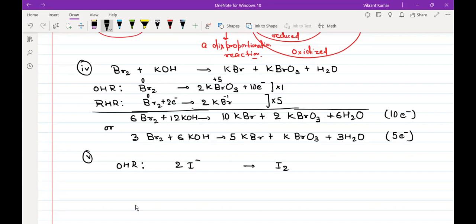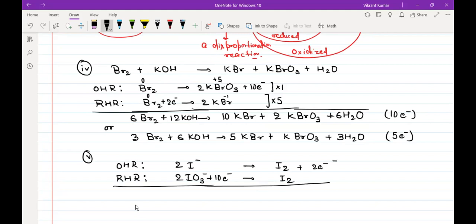That's why we need to put 2 here. RHR में I'll write IO3 minus giving I2. तो यहाँ पर right side में we need to write I2 in both the half reactions. So now to allot the electron, I'll write 2 electron here. I'll write 10 electrons here. Before adding them, I need to multiply this by 5, and that's why I'm getting 10 I minus plus 2 IO3 minus, that is giving me 6 I2.